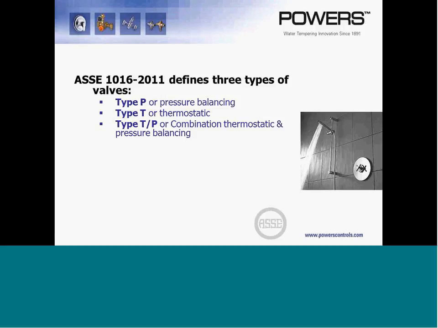ASSE 1016 essentially has 3 different types of valves or technologies that are allowable. One of the most common is type P, which is pressure balancing. Then there's type T, which is thermostatic. And there's type TP, which is a combination of thermostatic and pressure balancing. Essentially, it's the requirements of the type P and the type T. And we'll talk a little bit more about each of these.